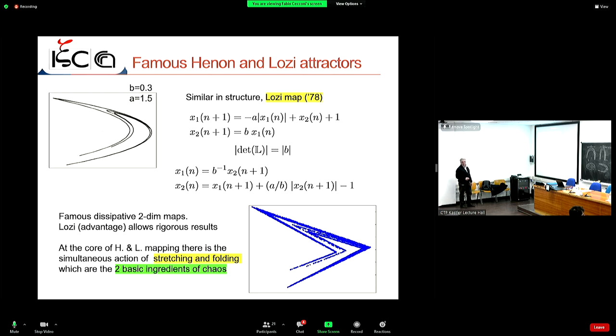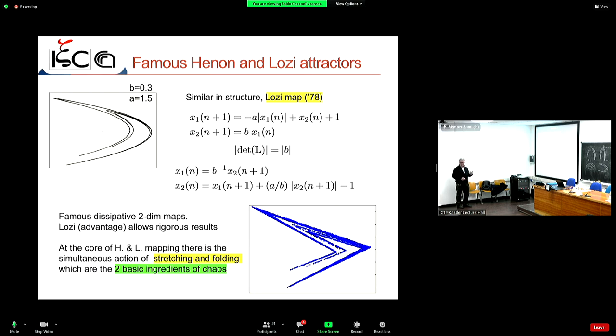and the attractor is somewhat similar to the Hénon attractor, with the fact that you have some kind of cusps here, and probably the cusps are due to the fact that you are considering the modulus here. This is another famous example of a strange attractor.